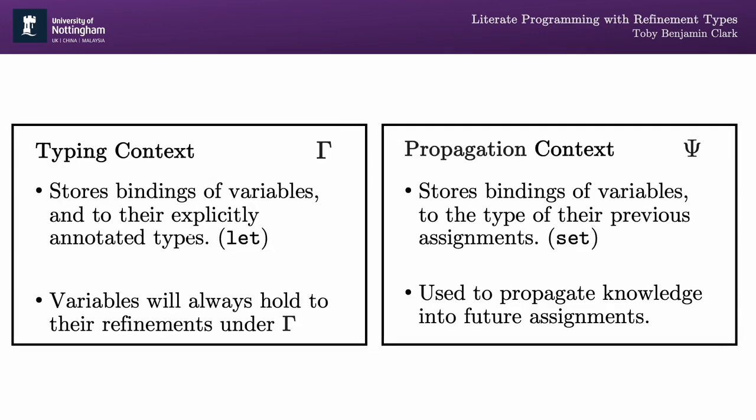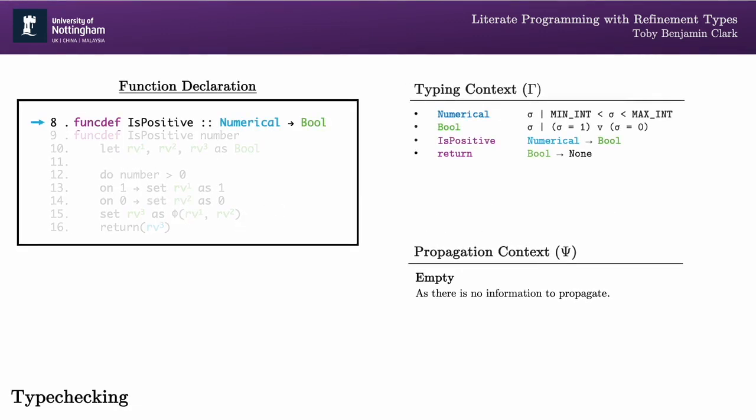The Mapir type system uses two main contexts. The typing context stores bindings of variables to their explicitly annotated types, and the propagation context stores bindings of variables to their previous assignments. To begin with, Gamma stores the inbuilt type numerical, the defined type boolean, the isPositive function header, and the injected return function, which takes an argument bool. Since isPositive takes a parameter of type numerical, number is of type numerical.